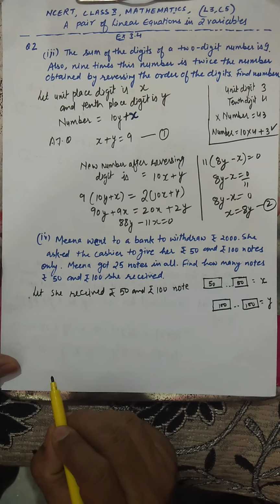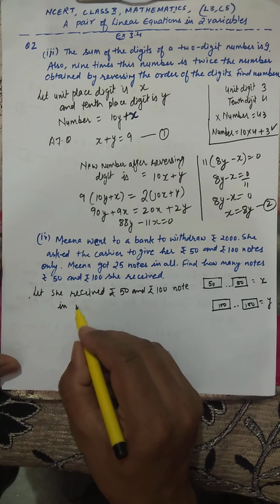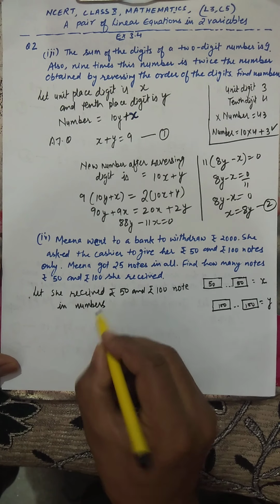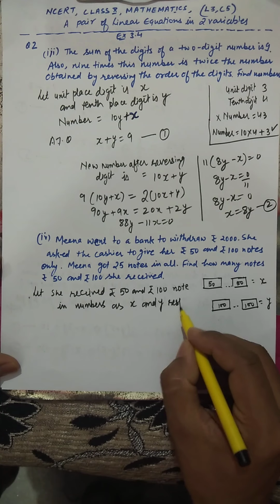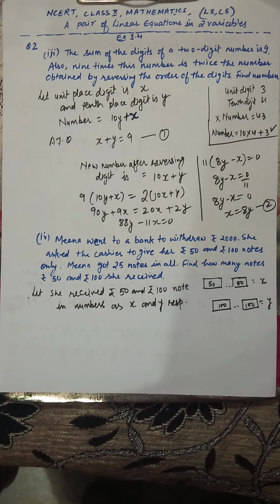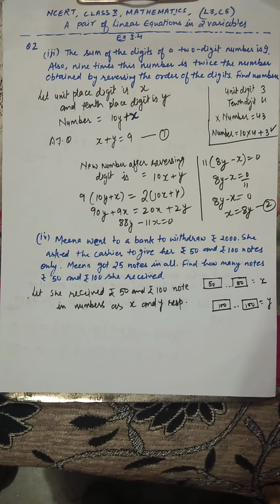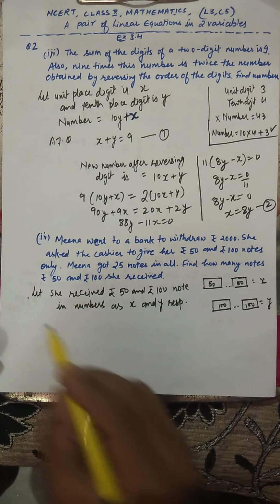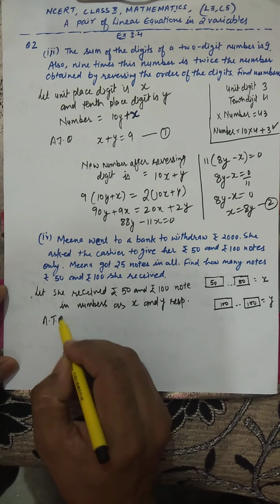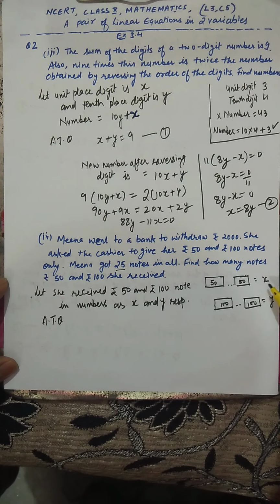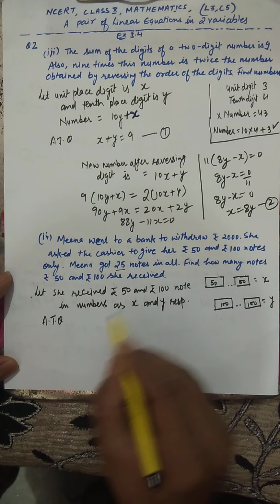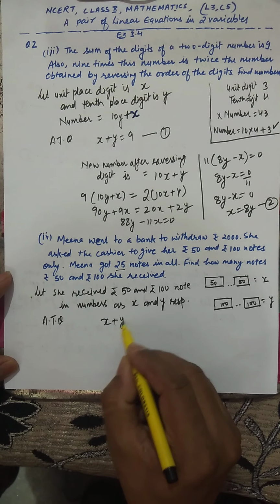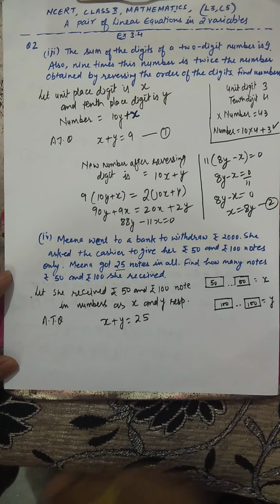She received rupees 50 and 100 notes in numbers as x and y respectively. Or you can say that the number of rupees 50 notes is x and the number of rupees 100 notes is y. So according to the first condition, the total notes, these x notes of 50 and these y notes of 100, are 25. So the first equation will be x plus y equal to 25.